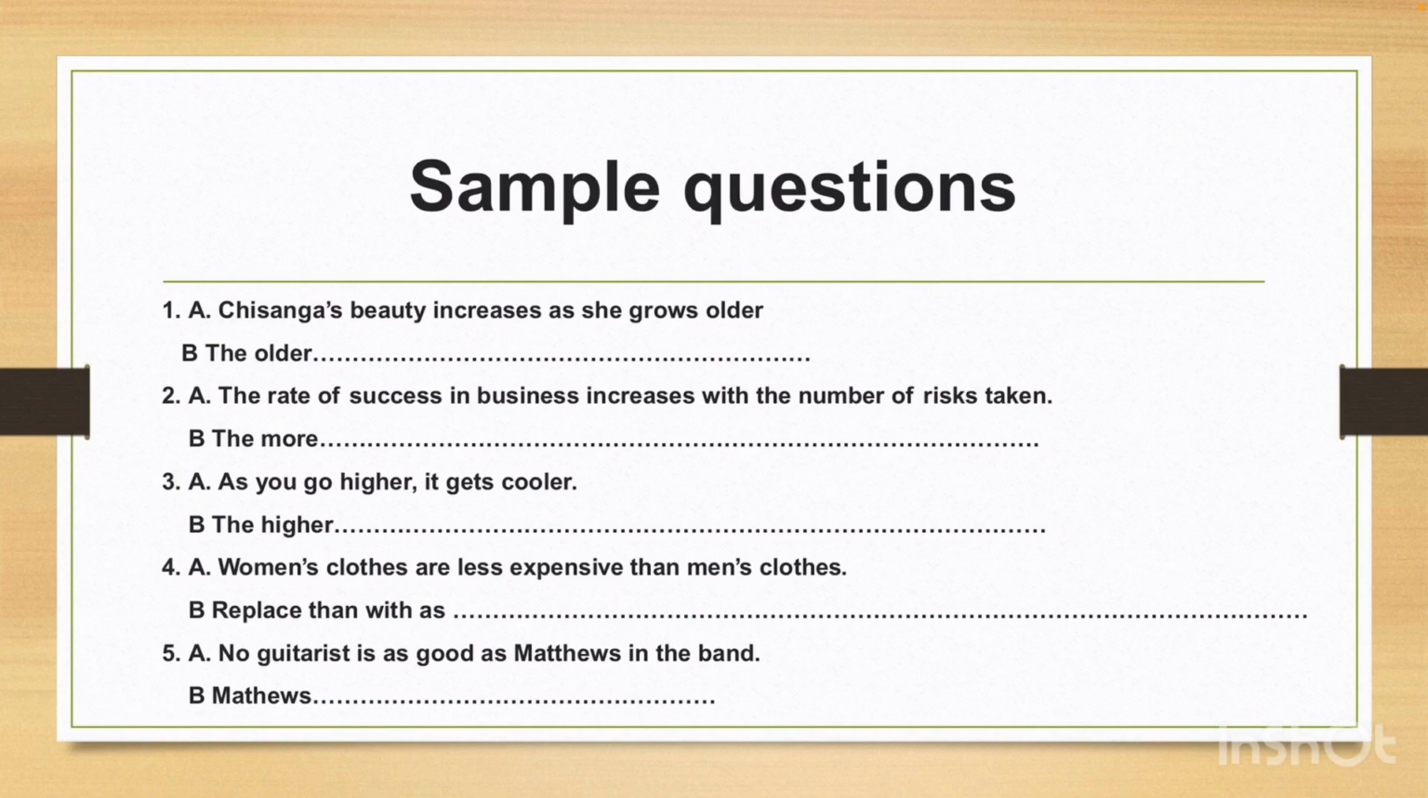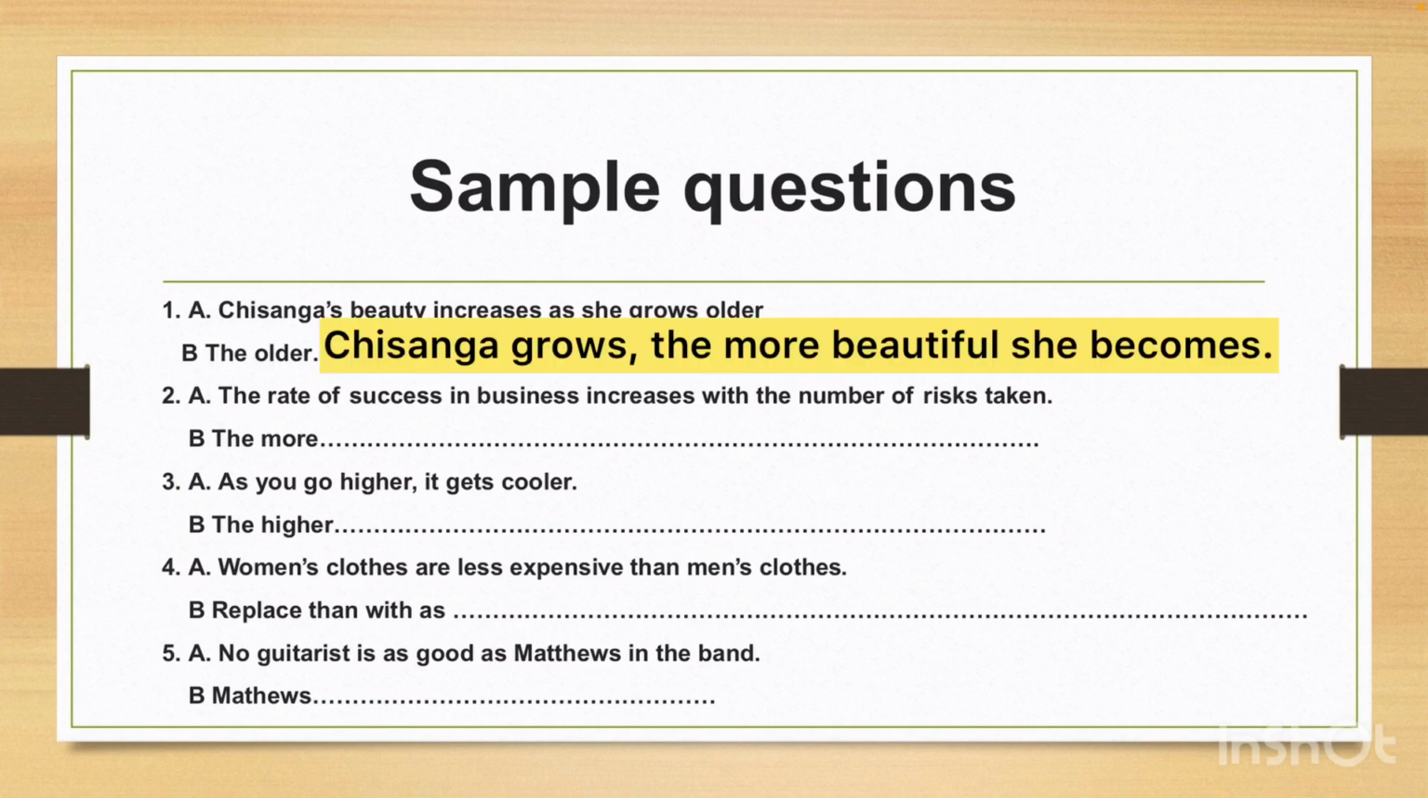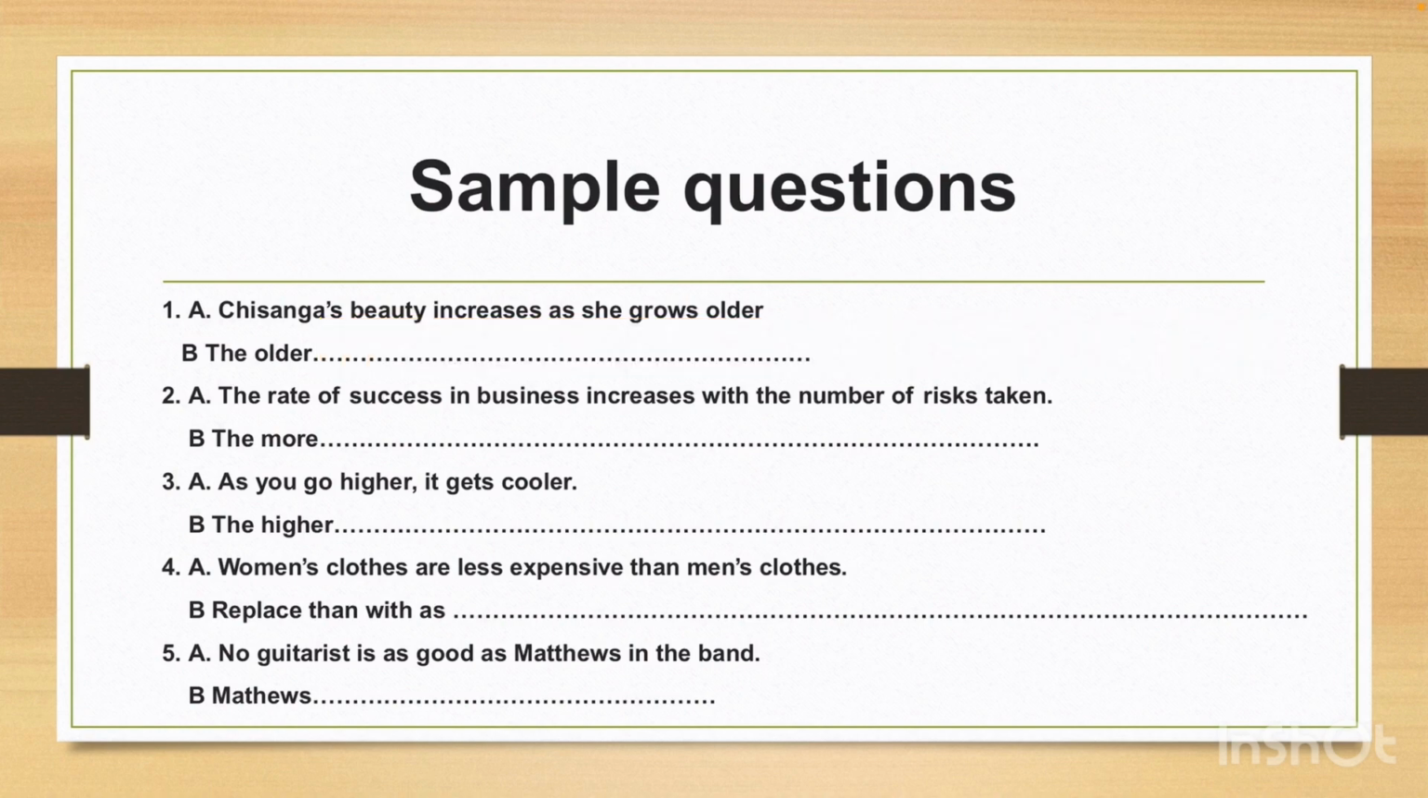This is just the pattern we just discussed. They have given you the plus comparative, meaning you are going to have two clauses here. Even in the second clause, you're supposed to have the and another comparative. So the older Chisanga grows, the more beautiful she becomes. And I want you to try out these other four questions here. I want you to complete them.